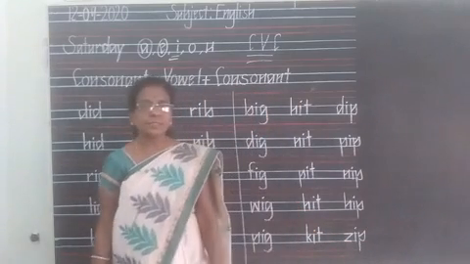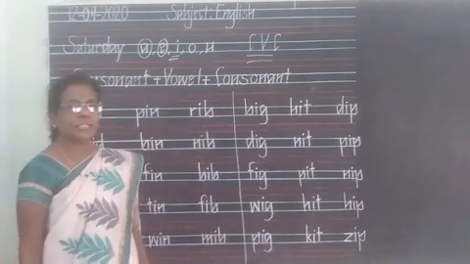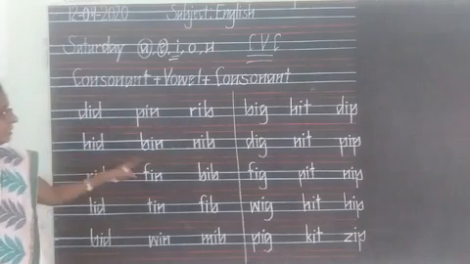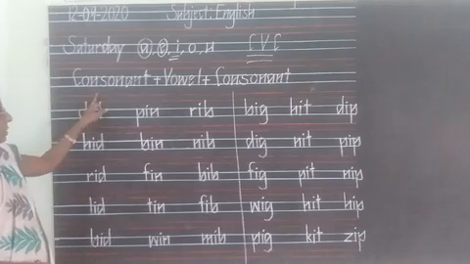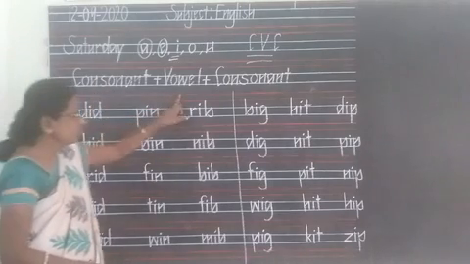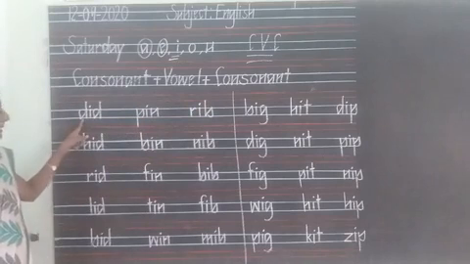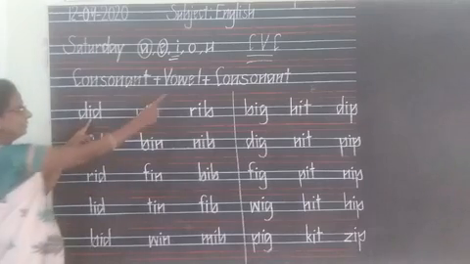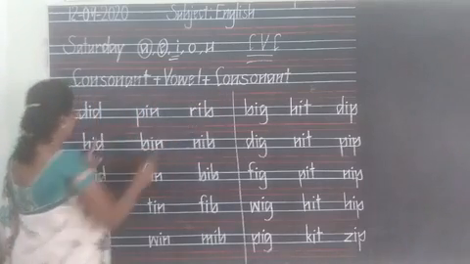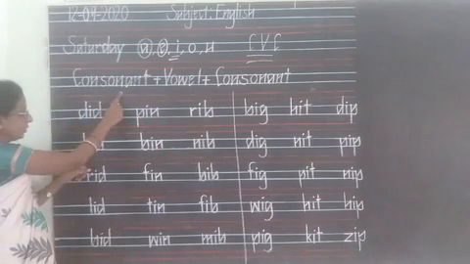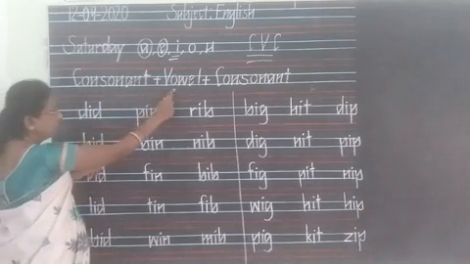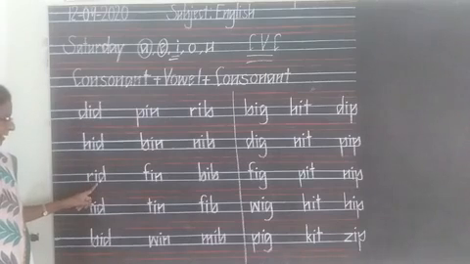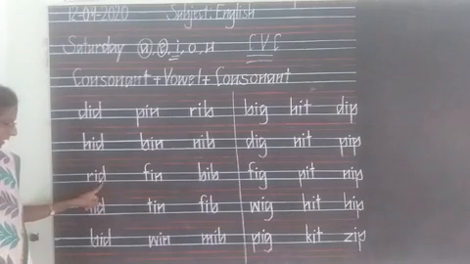Okay children, these are the I vowel letters with the help of CVC pattern. We can make three letter words. Okay children, see here. CVC means what? Consonant, vowel, consonant. See here, D is which type of letter? Consonant. Here, I is a vowel. D is consonant. Likewise, H consonant, I vowel, D consonant.